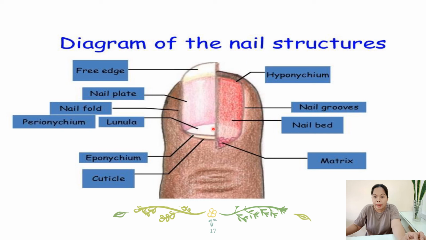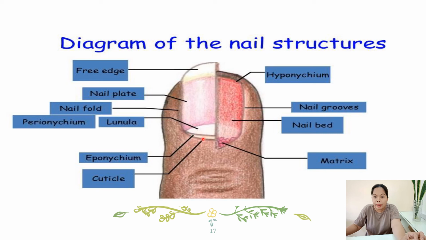As I have said, ito yung ating nail plate. Translucent dapat ito para yung nail bed, ito ay makikita natin. Okay? Ayan yung nail fold. The lunula, the white portion that is half moon in shape. Ito yung lunula. Tignan nyo yan. And then, so you have the free edge, you have your nail plate, the nail fold, or your perionychium. Then you have your lunula.